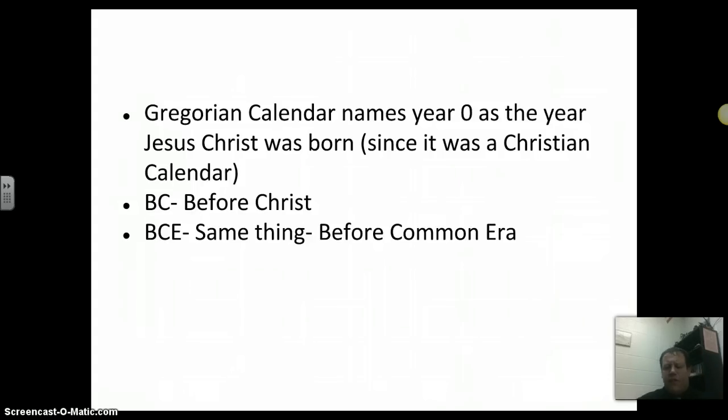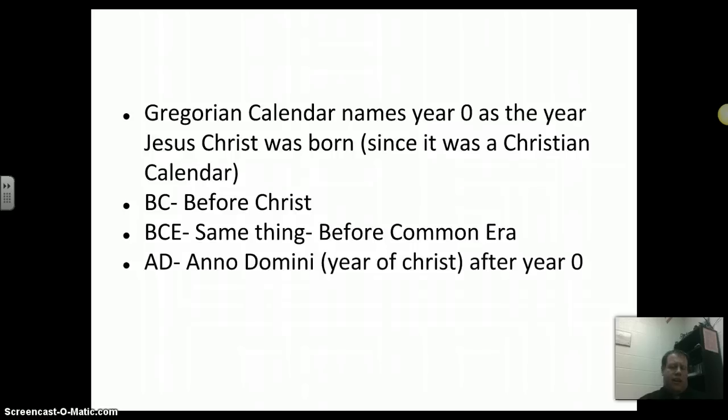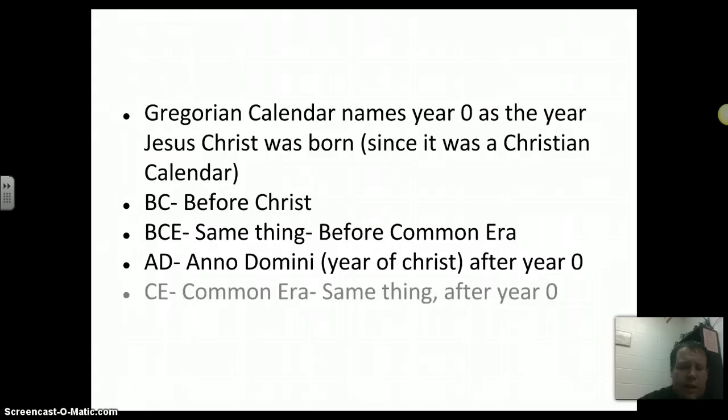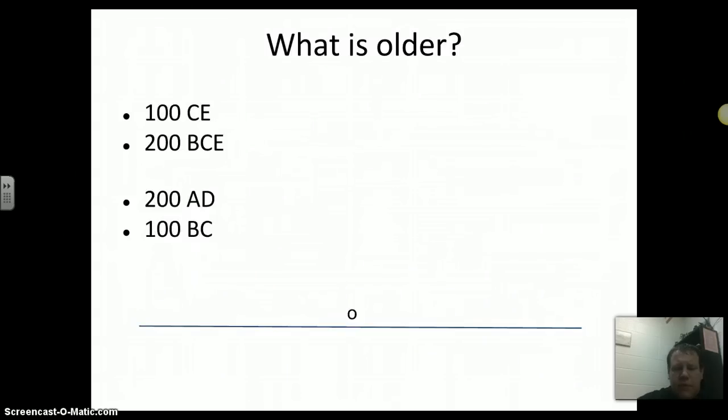Anything that was after year zero, they called AD. AD stood for Anno Domini. That meant year of Christ. So anything after year zero had AD put after it. We also use CE for that, Common Era. Same thing as AD, just being after year zero. So the question is, which one of these is actually older?